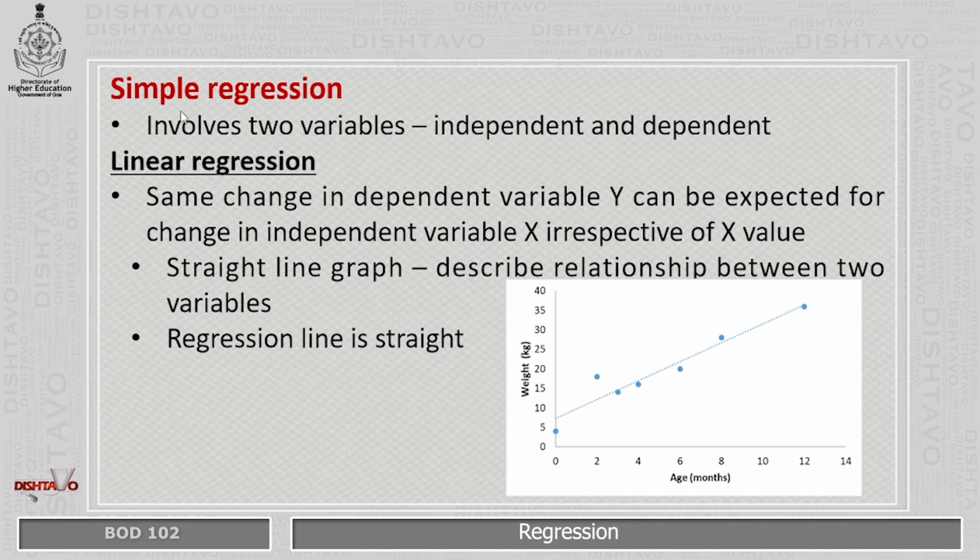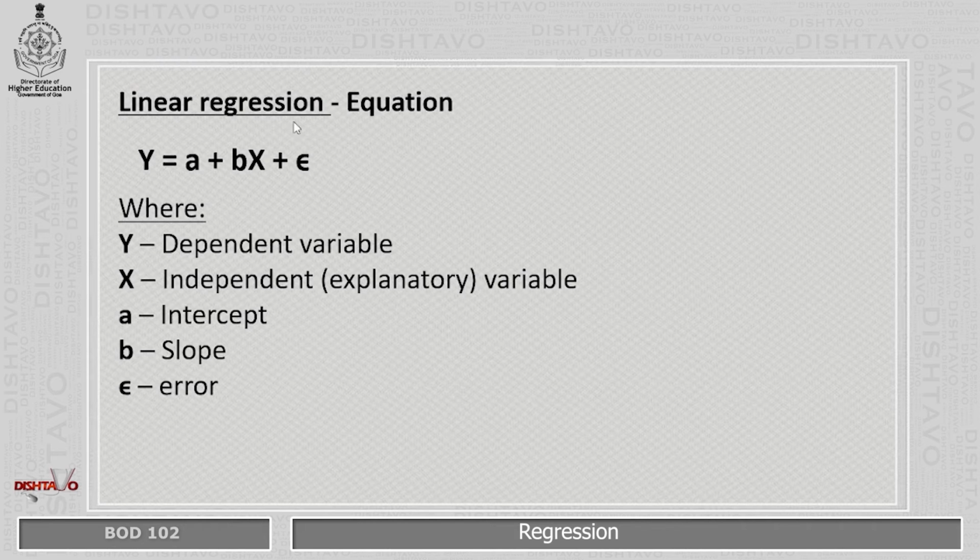So coming to the simple regression, it involves two variables, one is independent and another is dependent. So in case of linear regression, the same change in dependent variable y can be expected for a change in independent variable x, irrespective of the value of x. So here a straight line graph is obtained which describes the relationship between the two variables, and the regression line is straight. So here this is the linear regression equation.